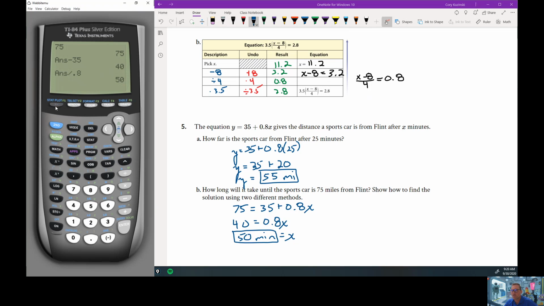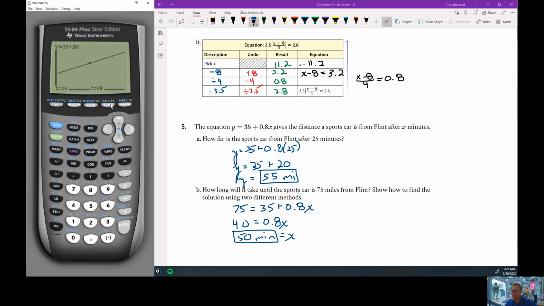Let's take a quick second and let's graph this. Let's go y equals 35 plus 0.8x. Let's set our window from 0 to, let's go up to an hour, so 60 minutes. And then let's go for a distance. What was our max distance here? We started at 35, but we'll start at 0. And we got up to 75 miles away, so let's just go 100 miles away. There's a graph of the situation.